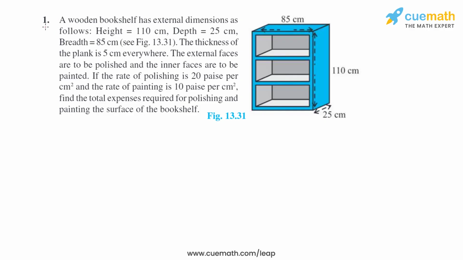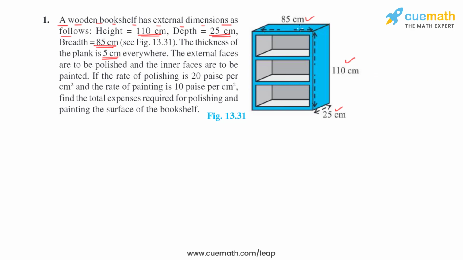In the first question of this optional exercise, it is given a wooden bookshelf has external dimensions as follows. Height is 110 centimeters, depth is 25 centimeters and breadth is 85 centimeters. As you can see in the figure, height is 110, then depth is 25 centimeters and breadth is 85 centimeters. Next it says the thickness of the plank is 5 centimeters everywhere.